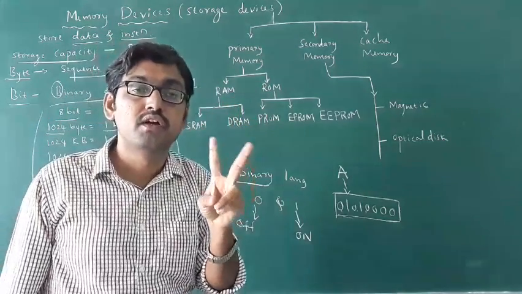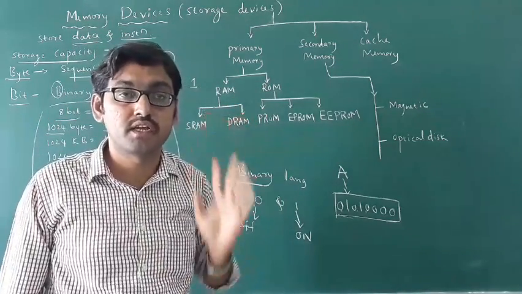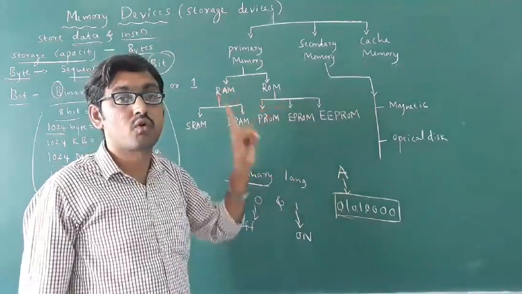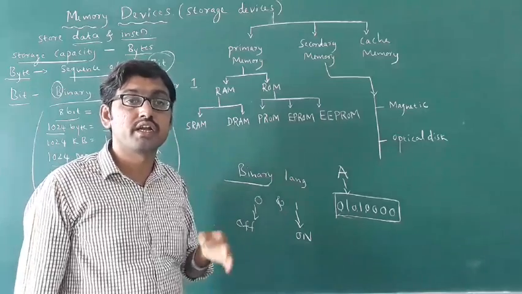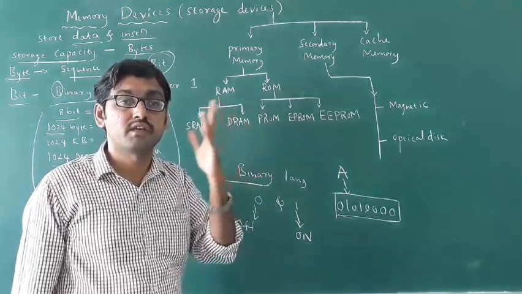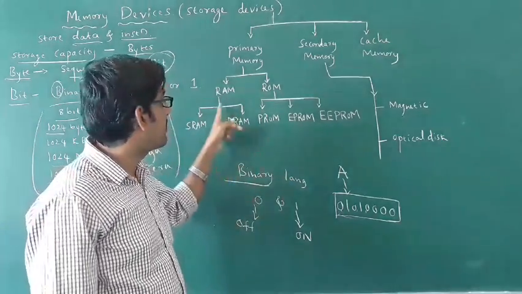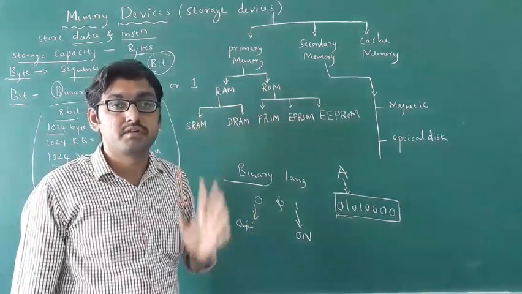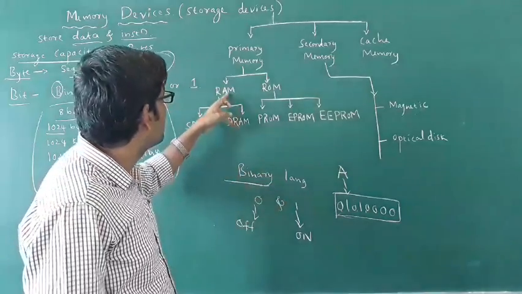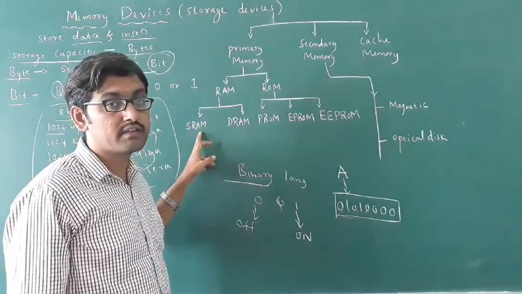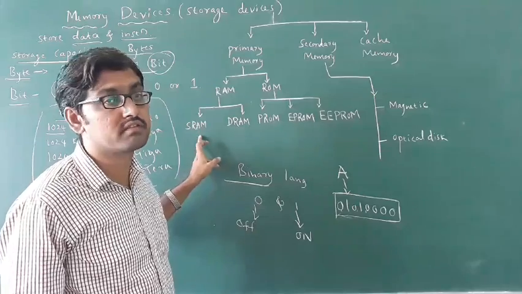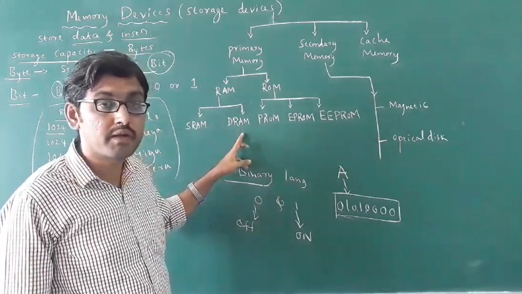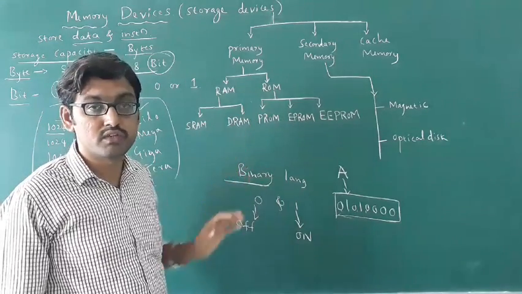Example for primary memories, there are 2 primary memories: one is RAM and ROM. The question is asked: write one example for primary memory device. Primary memory, RAM or ROM. These are the examples for primary memory. In RAM there are 2 types: SRAM, then DRAM. S means static RAM, then D means dynamic RAM. Later we can discuss this.